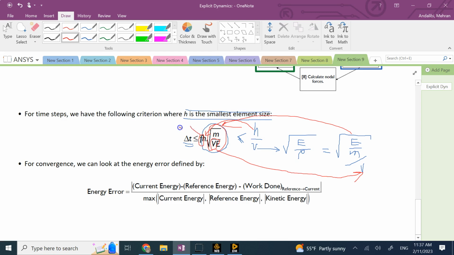In ANSYS, by default, this factor is like 0.9. The smaller you choose it, the safer you are in terms of convergence, but it takes more time, of course, because you have more and more time steps. Your time steps are going to be smaller. But this is the criterion that was suggested by three German mathematicians, Courant, Friedrichs, and Lewy.